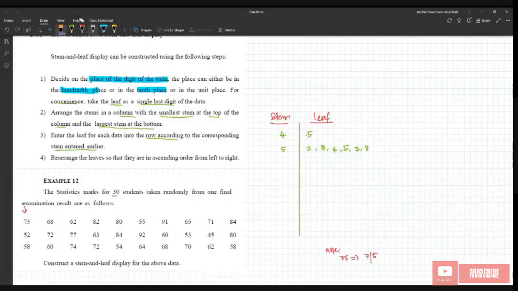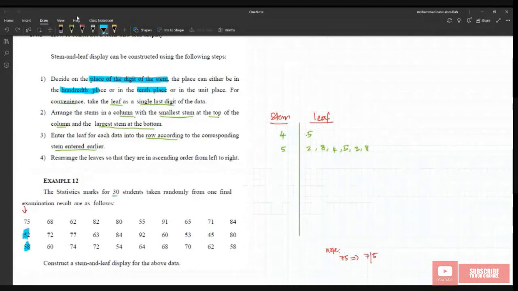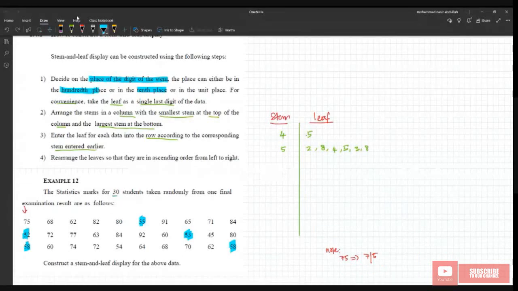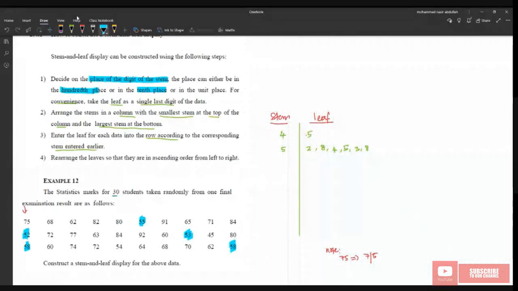Let me mark this one. 52, 58, and then 55, 53, 58. So 1, 2, 3, 4, 5, right? And 52, 58, 54 here. Right? So we have 6 observations, right?